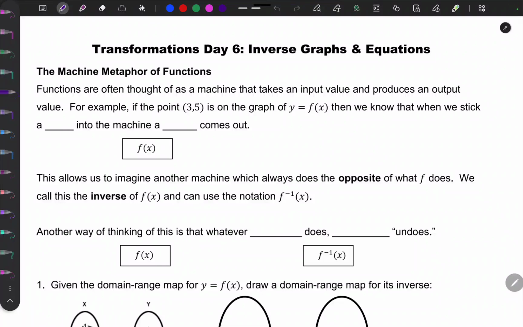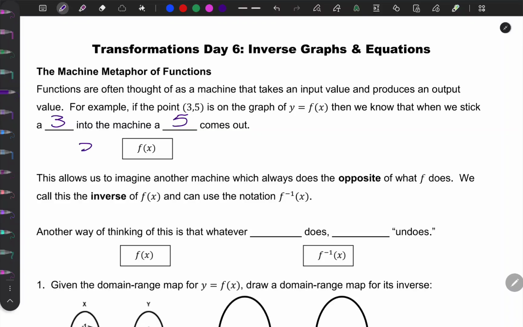Today we'll look at inverse graphs and equations. Let's actually start with the machine metaphor of functions. Functions are often thought of as a machine that takes an input value and produces an output value. For example, if the point (3, 5) is on the graph of y equals f of x, then we know that when we put a 3 into the machine, a 5 comes out.